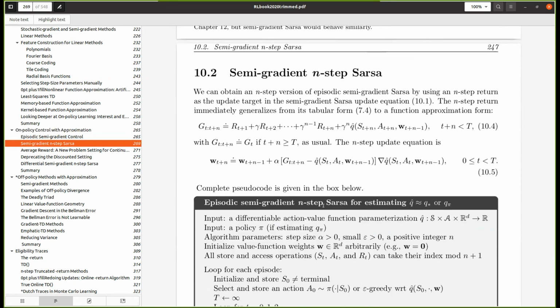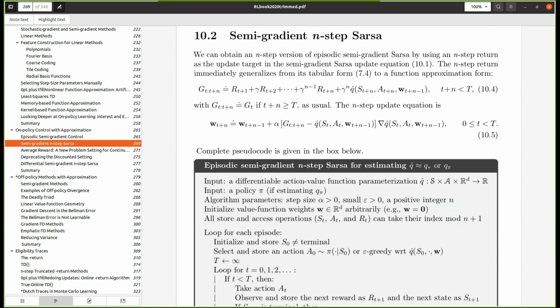All right, and we can now consider semi-gradient n-step SARSA. That would be an extension to the one-step SARSA we viewed before. And again, this is mostly equivalent to the tabular case. Once again, we define the expected returns for the time span from t to t plus n as a sum of the discounted returns at these time steps.